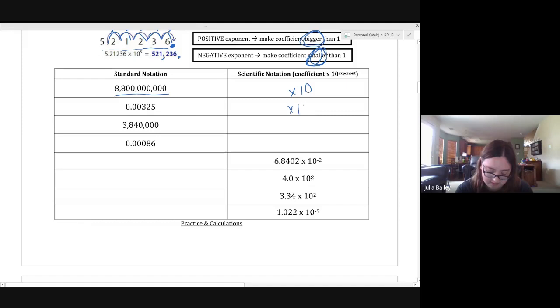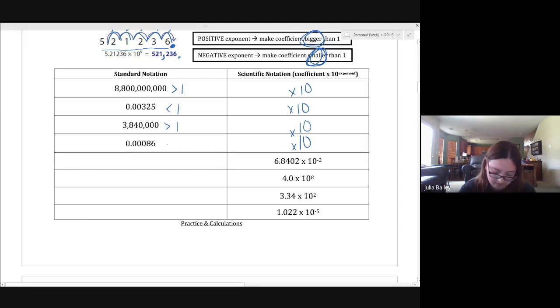I'll point out that any of these that are asking for scientific notation, there's got to be a ×10 in there. So you might as well write that part before you forget it. And you can also decide if your exponents are going to be positive or negative, depending on if the standard notation number is greater than 1 or less than 1.